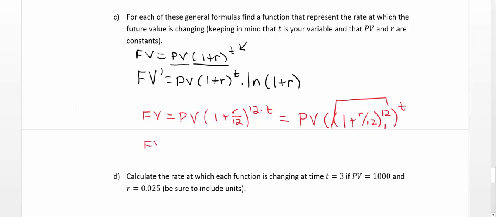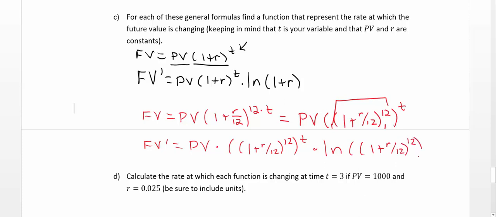So the derivative here, again, FV prime, is going to be PV from our constant multiple. That number is going to multiply our derivative. And we're going to multiply that by (1 plus r over 12) to the 12th, to the t. So we get the same thing back times the natural log of the base. And my base here is going to be (1 plus r over 12) to the 12th, because that's the constant part of that function. So we found a way to write the derivative of how quickly our investment is changing, knowing that the variable is t and knowing how to take derivatives of exponentials.